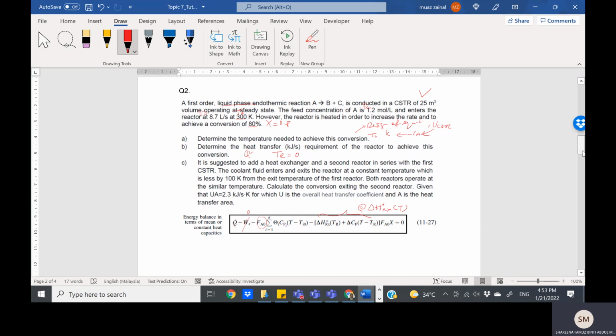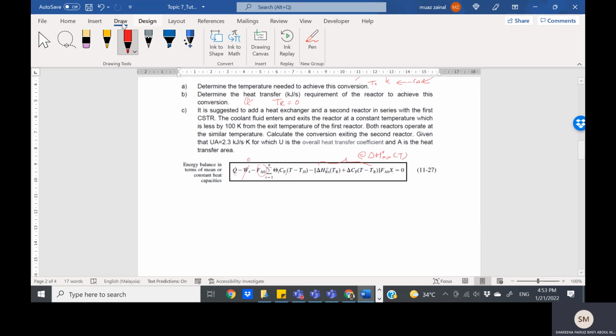So in this case, you have to consider the coolant fluid. Remember Q is equal to UA (Ta minus T). In this case, Ta is not given, so you have to assume what is Ta, because Ta should be less than the exit T of the first reactor. So you have to assume what is Ta and what is T.